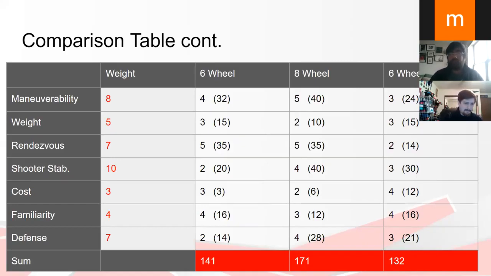In addition, outside of drivetrains, this type of weighted average table can be used for any type of mechanism. So if you have 2 or 3 different intakes that you're looking at and you're trying to decide between them, a weighted average table is a great way of narrowing down and figuring out which design you should go for.